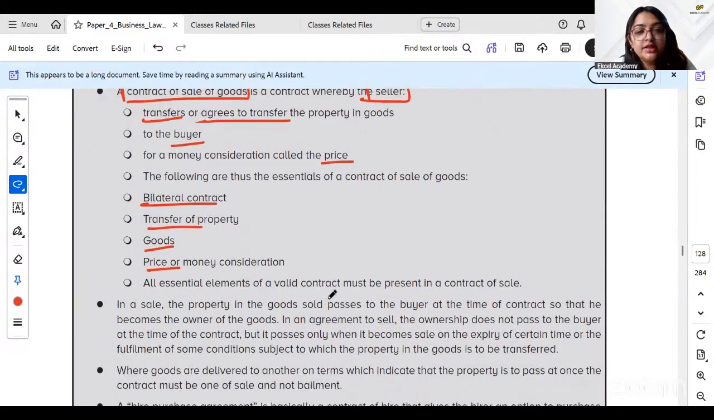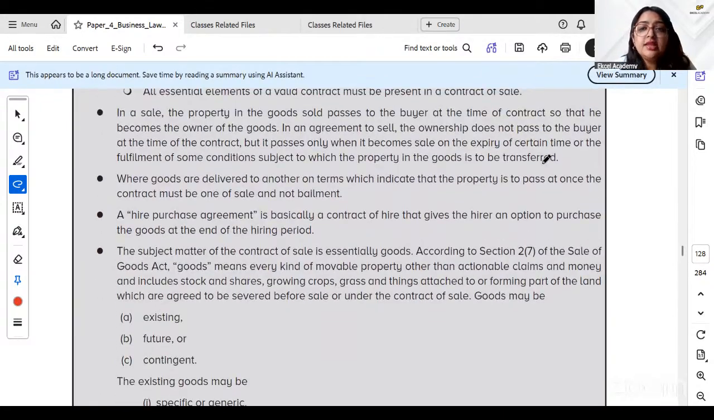All essential elements must be present. In a sale, the property in goods passes to the buyer at the time of the contract so that he becomes the owner. When we are talking about the property in the goods, we are talking about ownership and not possession. In an agreement to sell, the ownership does not pass at the time of the contract, but only at the end of the specified period when the sale was supposed to be done. Where goods are delivered to another on terms which indicate that the property is to pass at once, the contract must be of sale and not of bailment. So we understood the difference between sale and bailment.